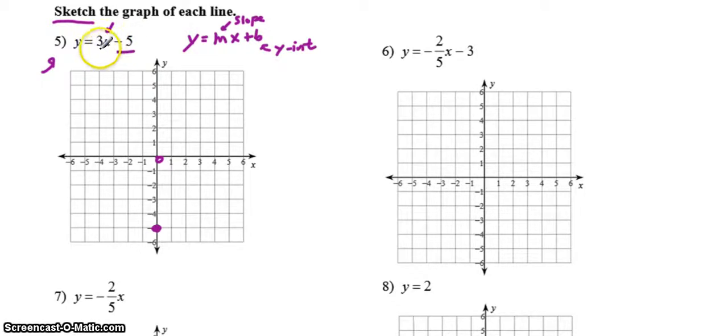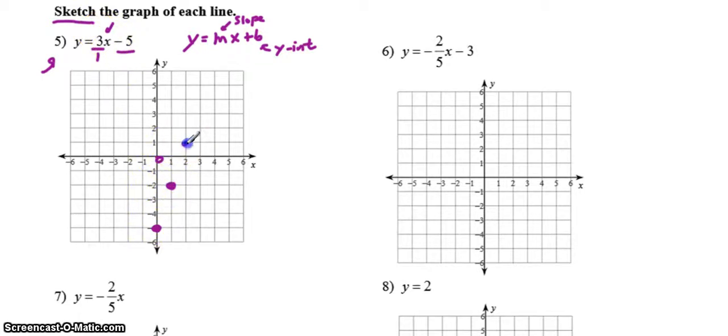Now what about the slope? Well, the slope can tell us where all the other points on this graph will be. The slope is often written as a fraction, rise over run. So looking at this number 3, you can think of that as 3 over 1. If I start at my y-intercept and go up 3, remember rise is 3, 1, 2, 3, and over 1, I can get to the next point on my graph. Again, 3 is my rise, and 1 is my run.